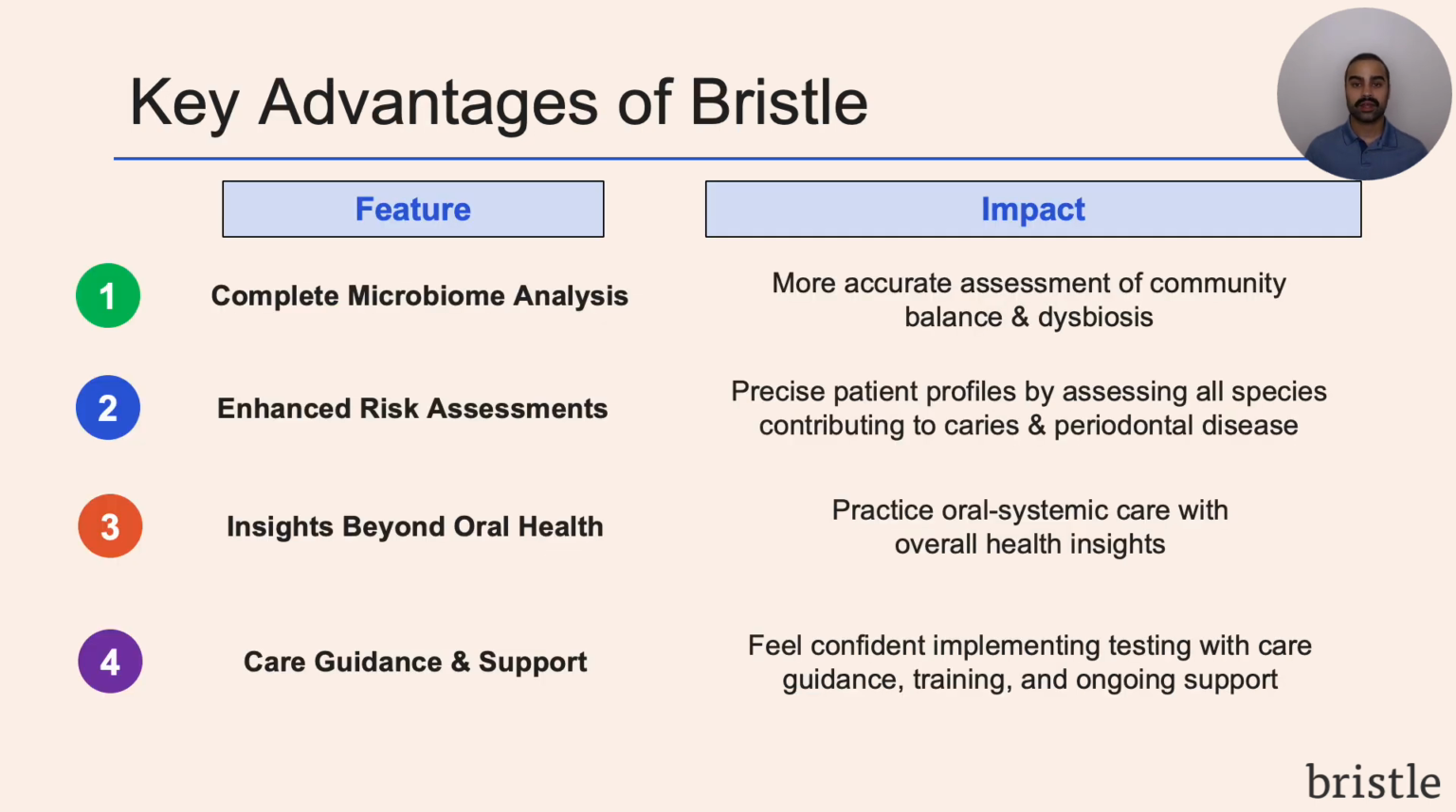There are 4 main areas that differentiate the Bristle test. Number 1, complete microbiome analysis, so you get a better sense of balance versus dysbiosis. Number 2, more accurate risk assessments for conditions like caries and periodontal disease. Number 3, additional health and wellness insights beyond oral health, things like gut health, nitric oxide, and halitosis. Number 4, clinical guidance and support to make sure you and your team are successful in implementation. So let's unpack each one.